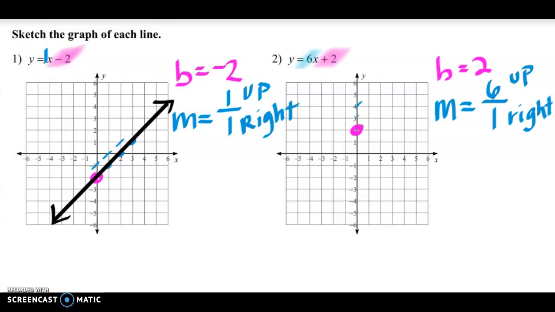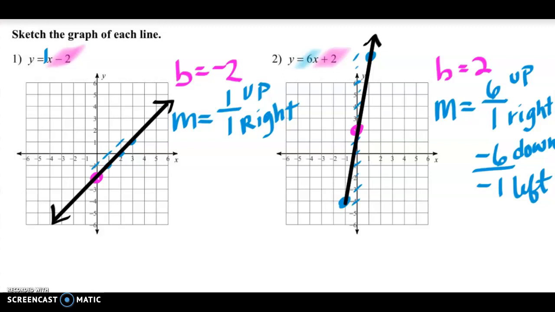When I do that, 1, 2, 3, 4, 5, 6, I'm going to go all the way off this graph. That's pretty ugly. I'm not sure if it's going to be correct, so I'm going to do the opposite of both the numerator and the denominator, because negative divided by negative is positive, which means I'm going to go down 6 and I'm going to move to the left 1. 1, 2, 3, 4, 5, 6, 1, and I have a point here. So when I connect the dots, my line should go through all 3 points.